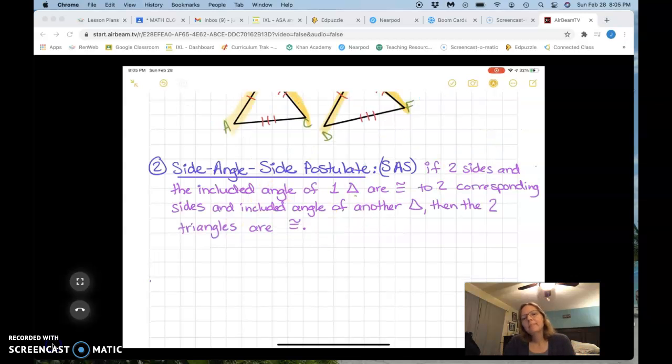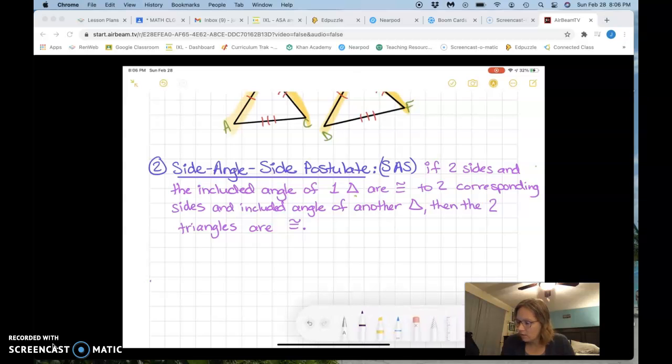Okay, so the next one is called side angle side postulate, and it's abbreviated SAS. And it says if two sides and the included angle of one triangle are congruent to two corresponding sides and the included angle of another triangle, then the two triangles are congruent. So copy this definition down, and I'm going to draw you a picture of these as well so you can see what this looks like.